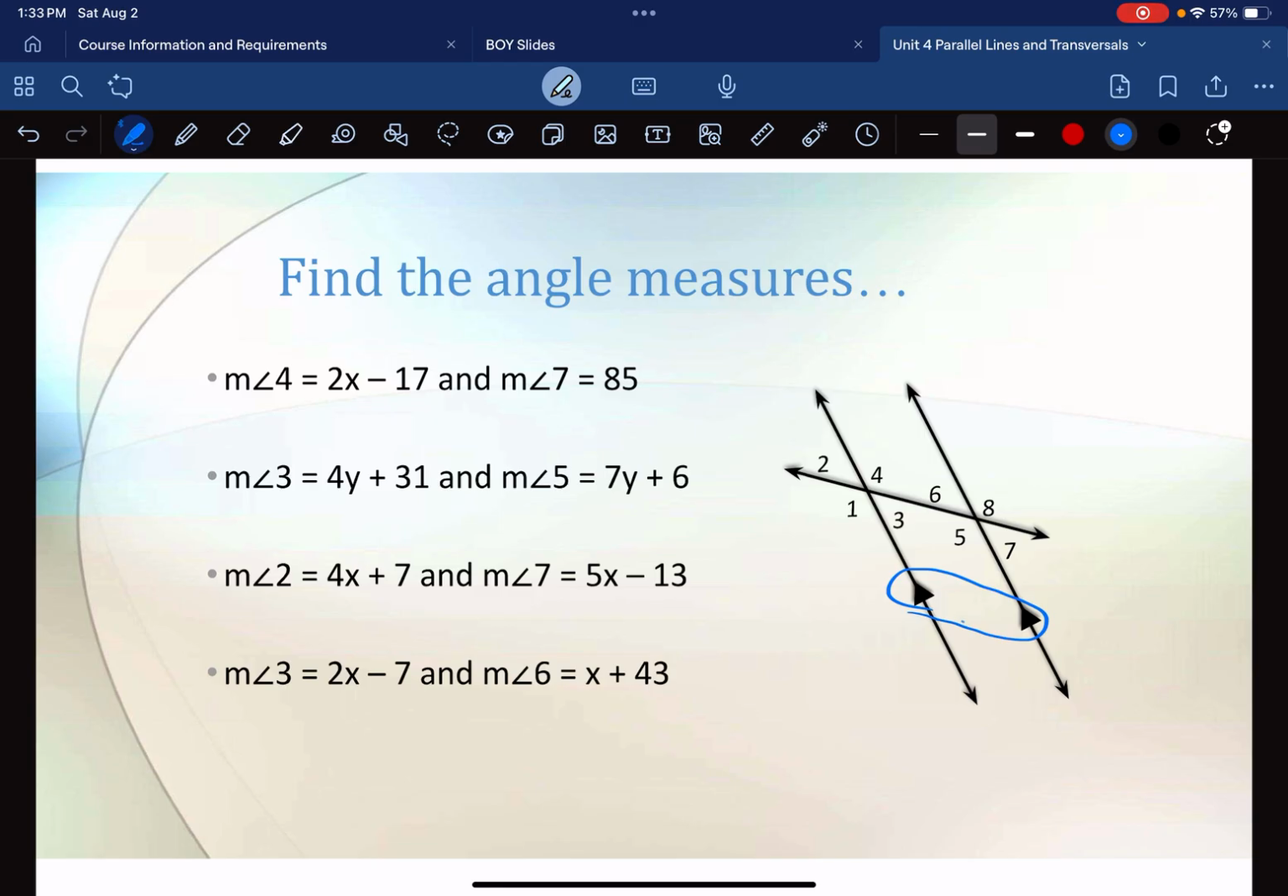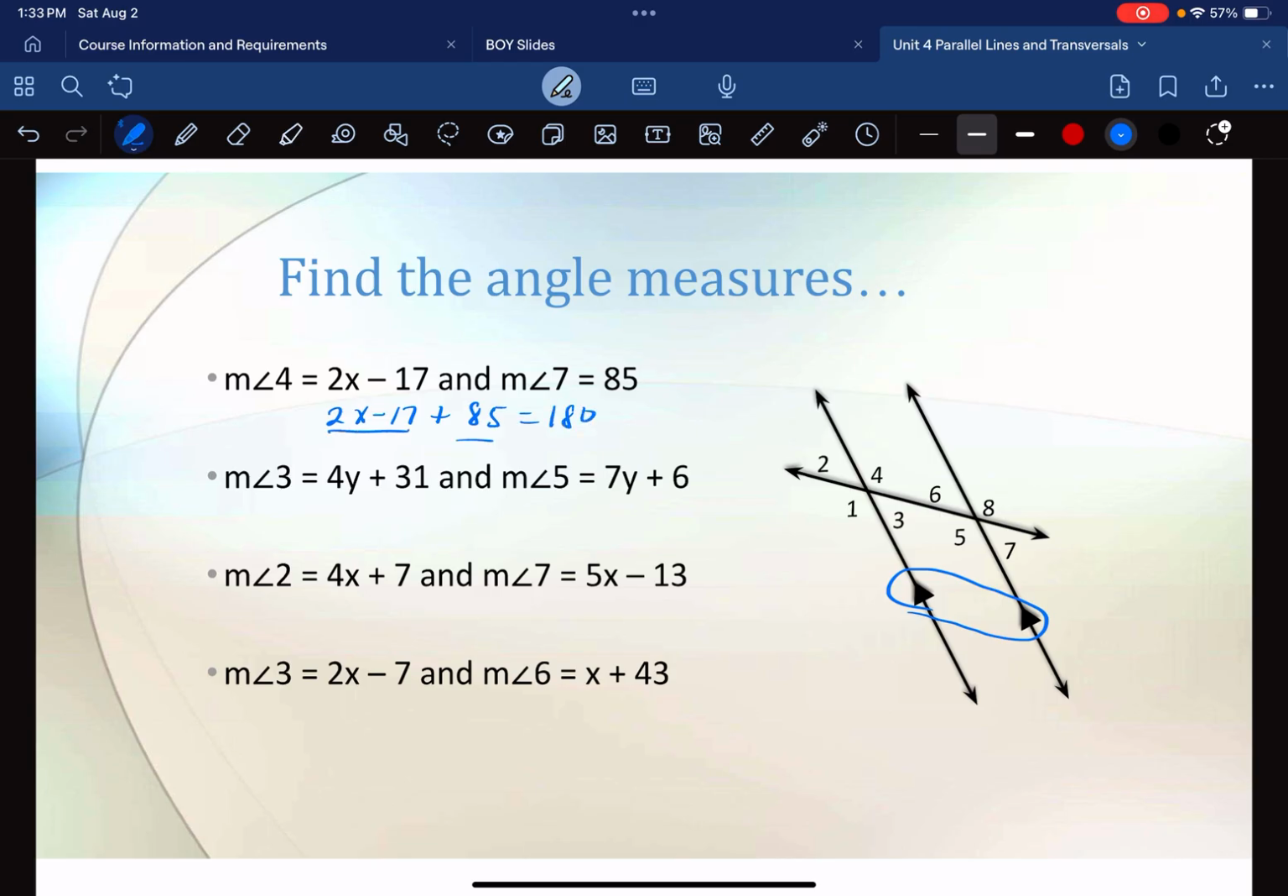With lines parallel like that, the angle pairs we choose are either going to be equal to each other, or they add up to 180. Well, it looks like 4 is an interior angle and 7 is an exterior, so they're not one of our angle pair names, but we can see angle 4 is congruent to angle 5 because they're alternate interior, and then 5 and 7 are linear pairs, so they would make 180. So my equation needs to look like this: 2x minus 17 plus 85 equals 180.